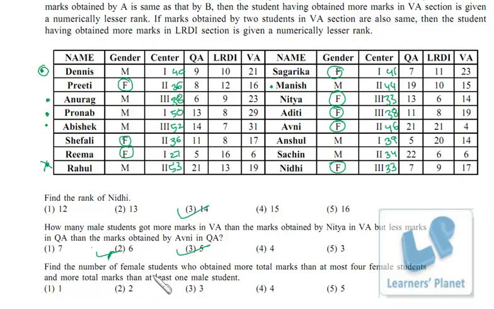So what does this mean? The female students who obtained more total marks than at most 4 female students, right? So among 8 females, the number of females we are interested in should not get the rank better than 4, right? So let's see. Preeti 36, Shefali 27. So this Rima is last rank, that is 8th rank among girls. Then this is 46, very high. 46, 33. Rima is last, 8th.